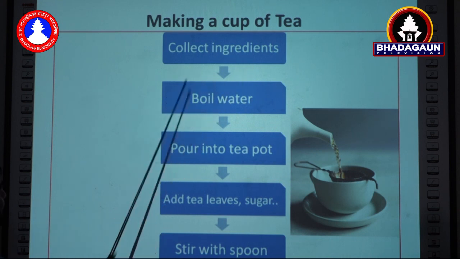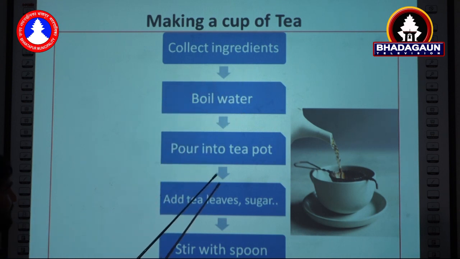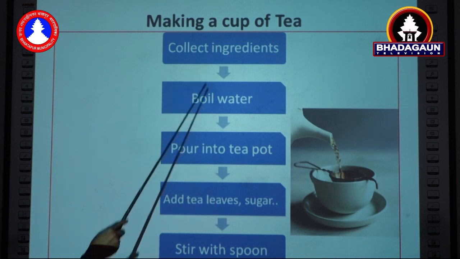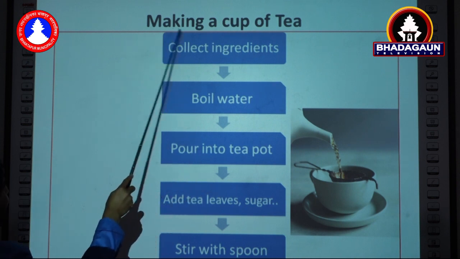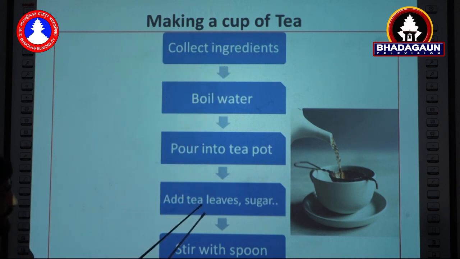First, collect the ingredients, boil water, pour into teapot, add tea leaves, sugar and other ingredients, stir with a spoon. These clues are given in the question. I have made this flow chart of the clues here, but the flow chart is not given in the question, just the clues are provided. This is the topic, making a cup of tea.